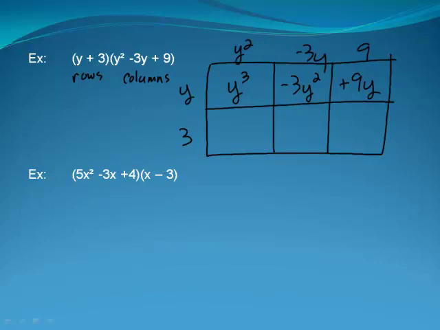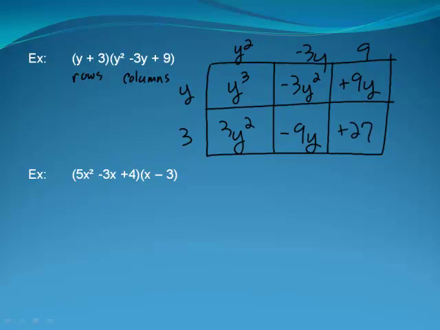Now let's move to our second row. 3 times y squared is 3y squared. 3 times negative 3y is negative 9y. And 3 times 9 is positive 27.